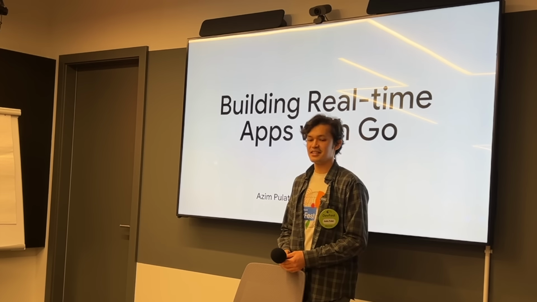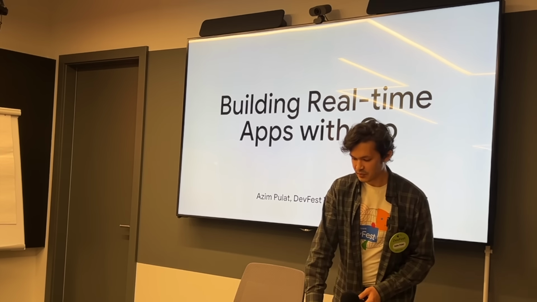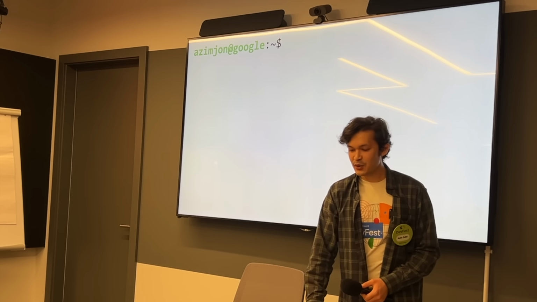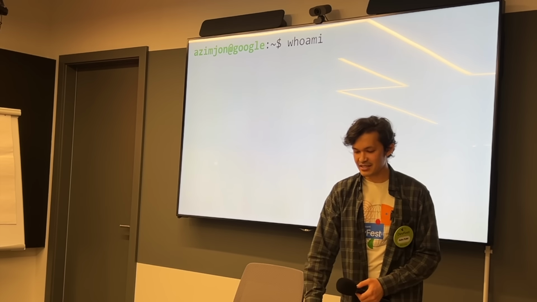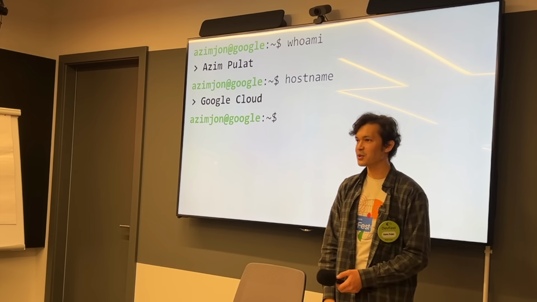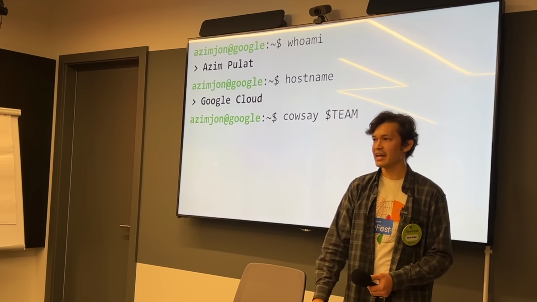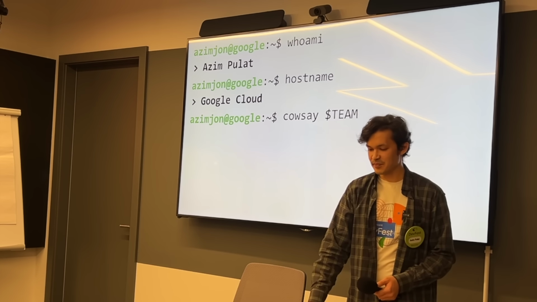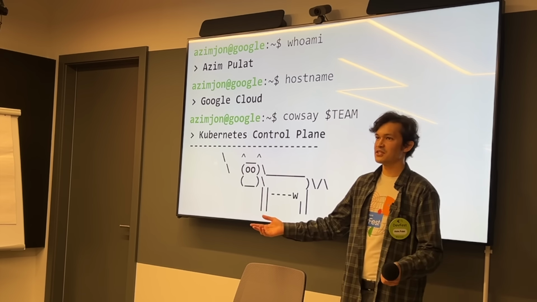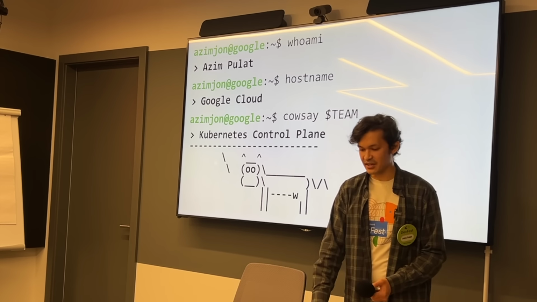So today's talk is building real-time apps with Go. And thanks for coming, all of you. Very glad to see all of you. Let's do introduction. This is my terminal, right? This is how I see my terminal every day. Who am I? I am Azim Pulat. And where do I work? My host is right now Google Cloud. I work at Google Cloud. And let's ask the cow, what's my team? If you say cowsay, there's such a command in the terminal, right? In Linux systems, the cow says Kubernetes control plane. I come from Kubernetes, so I've been working in Kubernetes for over a year now. It's been great at Google. So yeah, there we go.